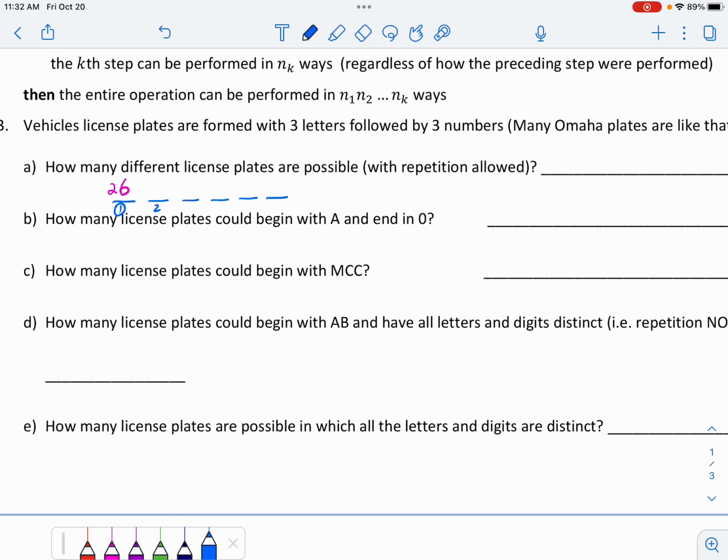And in step 2, you're going to choose another letter to fill in the second character. So therefore, there's another 26 letters available, 26 ways. Similarly, in step 3, you have 26. Now step 4 has to be a number. So we have 10 numbers available, so there are 10 ways to do that. And similarly for the 5th and 6th characters, there are 10 ways for each because they're all numbers, right?